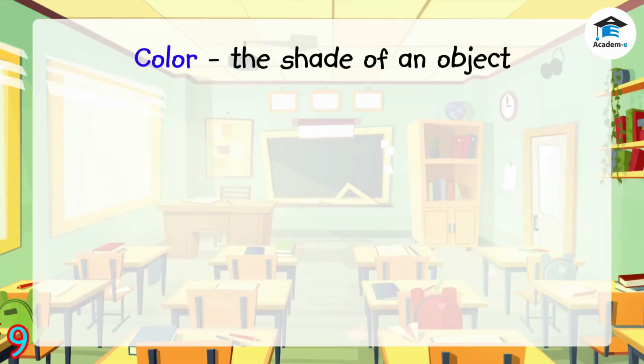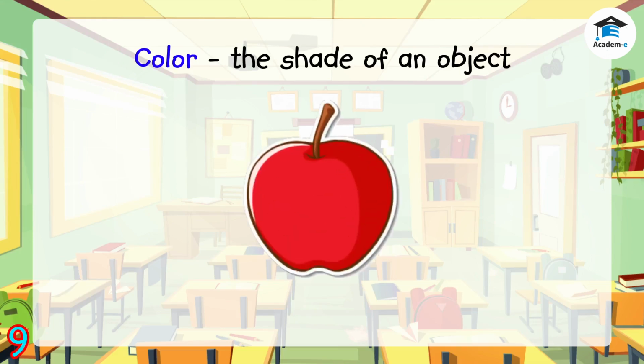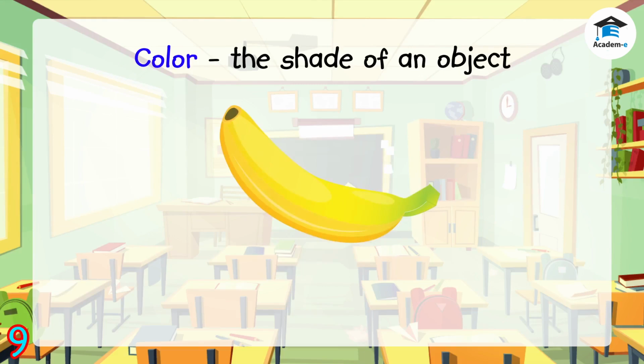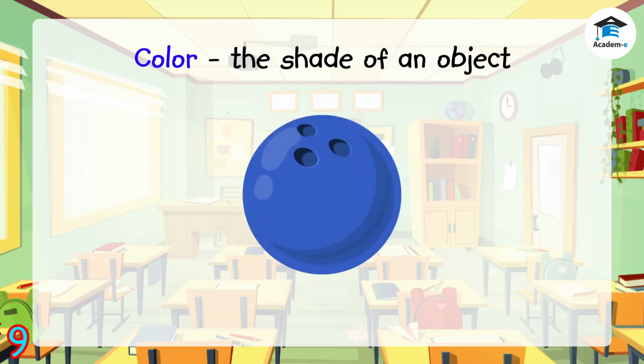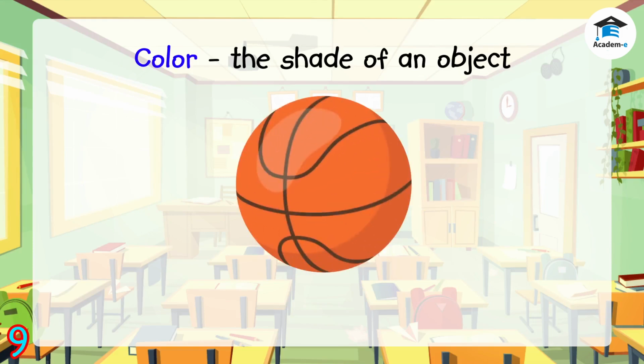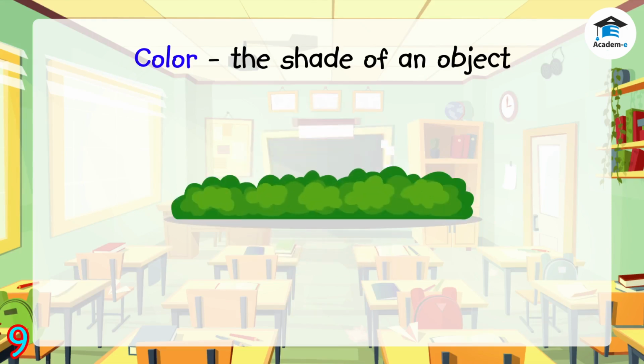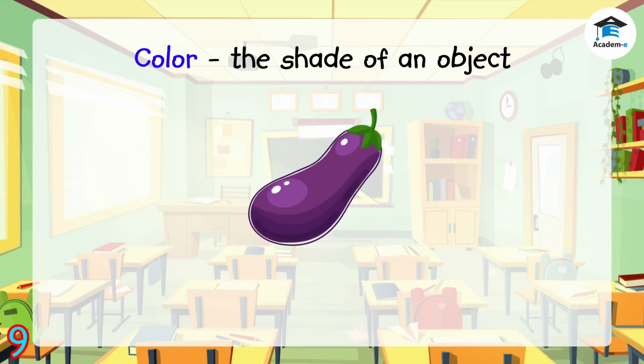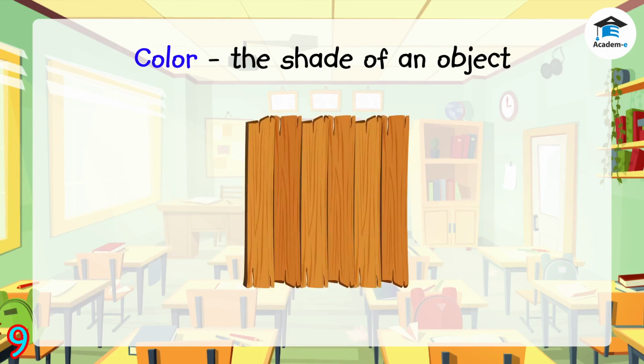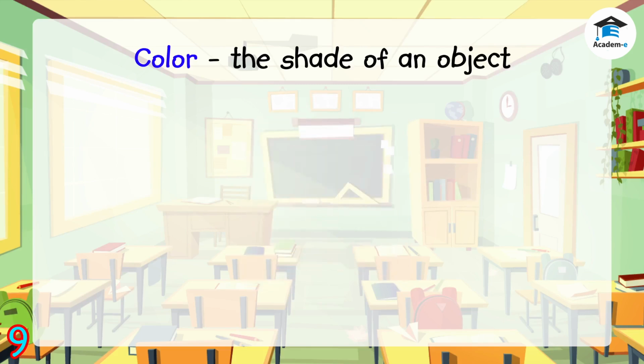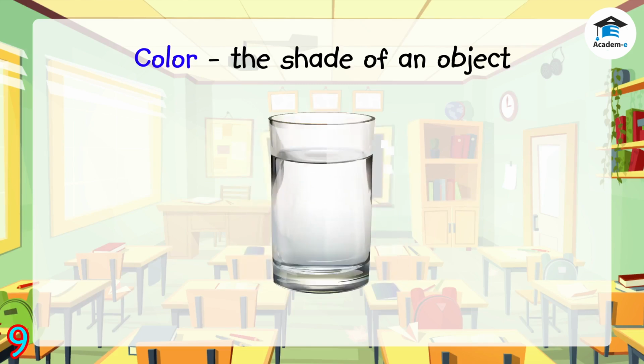Color is the shade of an object. Objects can have different colors. Red, yellow, blue, orange, green, violet, and brown are examples of colors. Some objects, like water, do not have color.